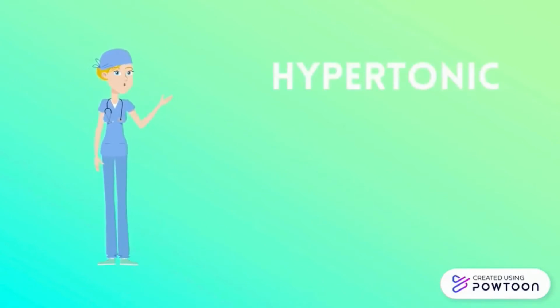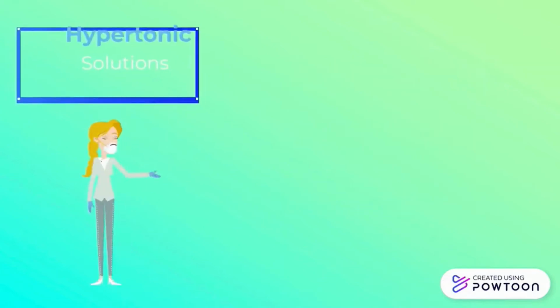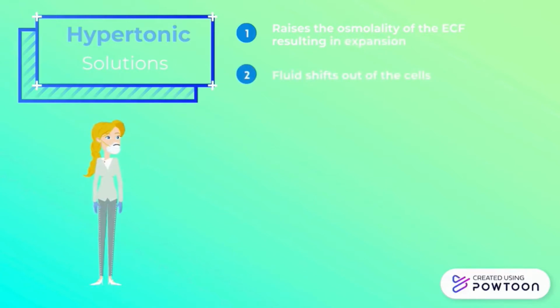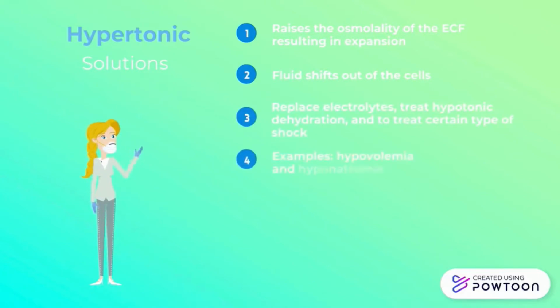Common IV fluids used in IV therapy are categorized into hypertonic, isotonic, and hypotonic solutions for different uses in the body. Hypertonic solutions initially raise the osmolality of the extracellular fluid. This causes water to shift out of the cells into the extracellular fluid. It is frequently used to replace electrolytes, treat hypotonic dehydration, and to treat certain types of shock.